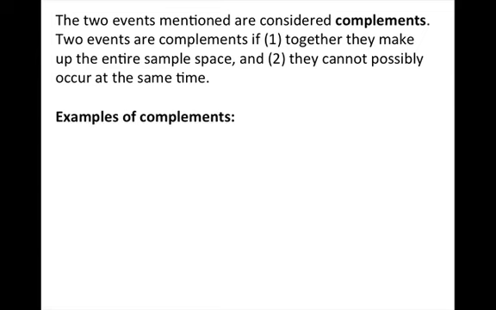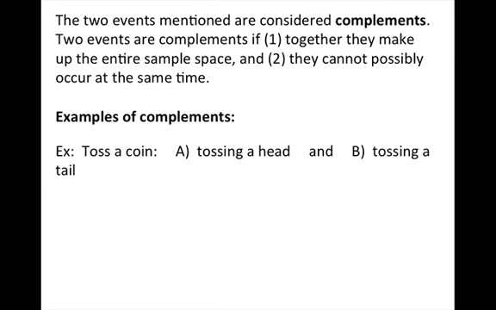Let's look at another example. If I toss a coin, let's say my first event is tossing a head and my second event is tossing a tail. I want to know if these are complements. Well, together, do they make up the entire sample space? And they do. Tossing a coin, my only two options are tossing heads or tails. Second, can they occur at the same time? And they cannot. I cannot toss a coin one time and it land on heads and tails. So since the two events make up the entire sample space and they cannot occur at the same time, they are complements.